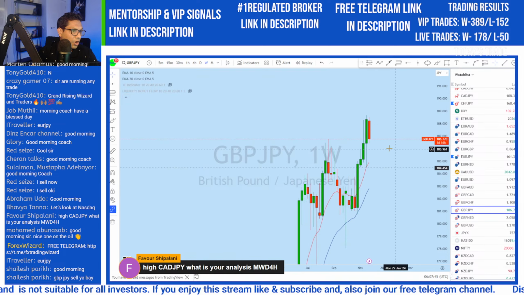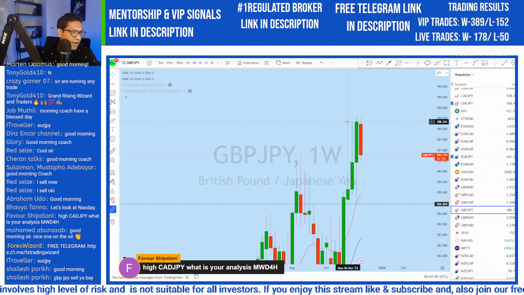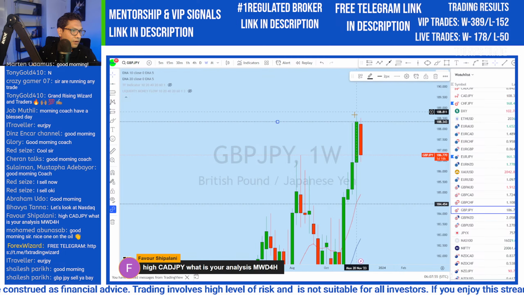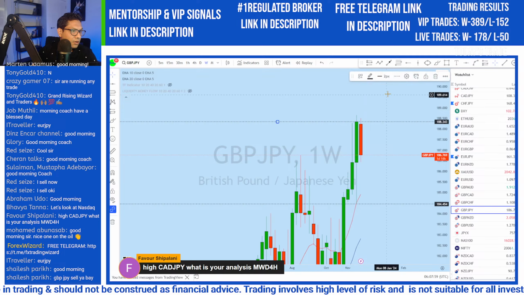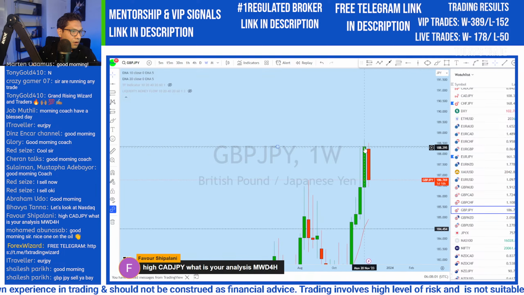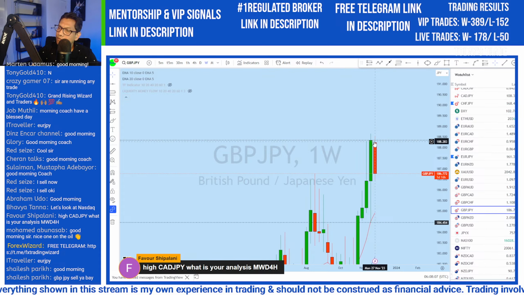How the institution trades in the market. The reason that happened, if you look at this, is the weekly close. And with that week, when the market closed at the end of the week, you see the market open with a slight gap.